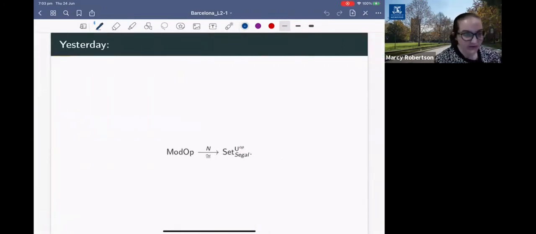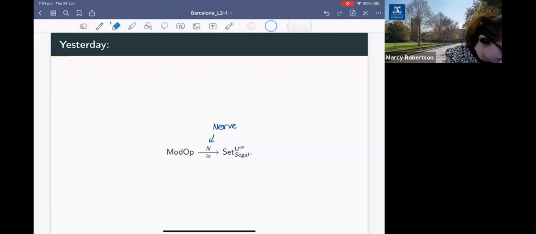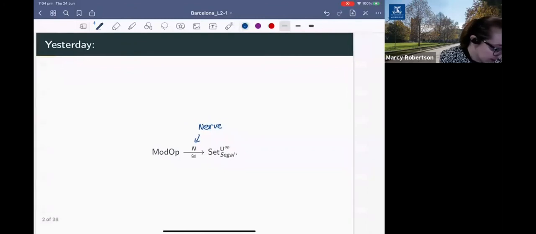So yesterday, what did we talk about? The main thing was that we had this notion of C-colored modular operads. Given a modular operad, I can take this functor that we called the nerve, and I can land in a category of graphical sets, or set-valued presheaves over U, which satisfy a strict Segal condition. Remember, U was our category of connected graphs. So today we're going to specialize down.